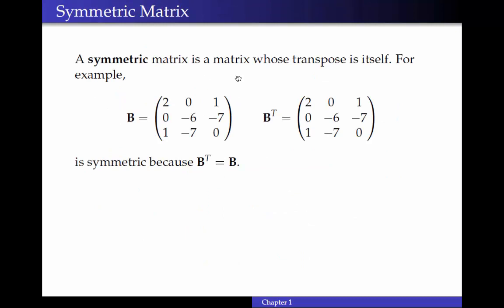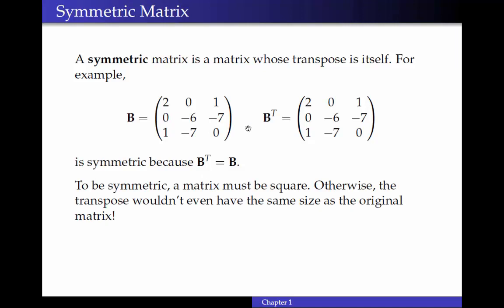A symmetric matrix is a matrix whose transpose is equal to itself. For example, I have this matrix B. B is 3 by 3, and if I take the first row of B and turn it into a column, and the second row and turn it into a column, I can see that I'm actually recreating the same matrix over again, because the first row is equal to the first column, and the second row is equal to the second column, and so forth. So this matrix is symmetric because the transpose is equal to itself.